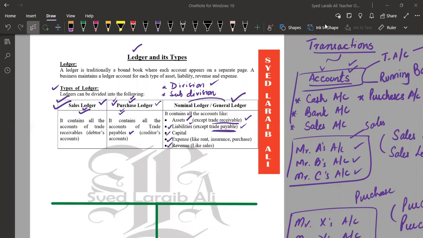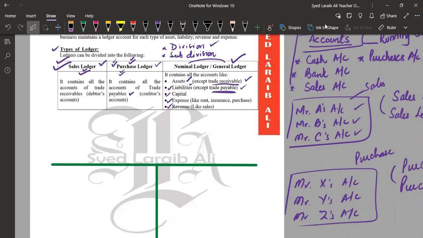Now, I'm going to start off with the preparation of a T account, how a business prepares a T account. Earlier, I also told you that most businesses use the T account format for the preparation of all the accounts. In your paper as well, we have only the T account to be maintained. They don't ask you to prepare the running balance account. So let's start. How do businesses prepare T accounts, or how are accounts maintained?